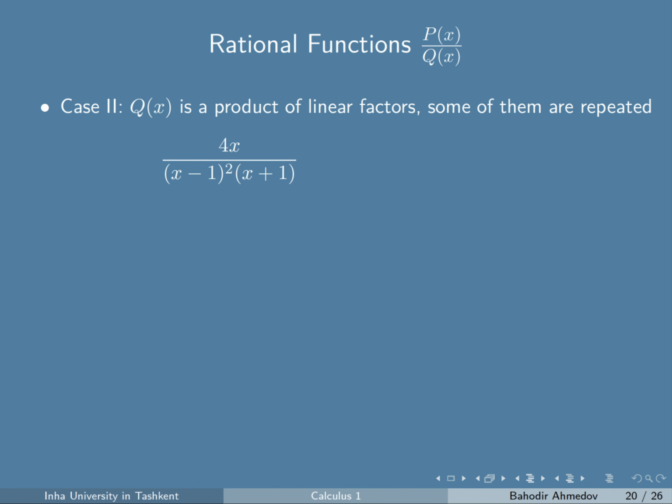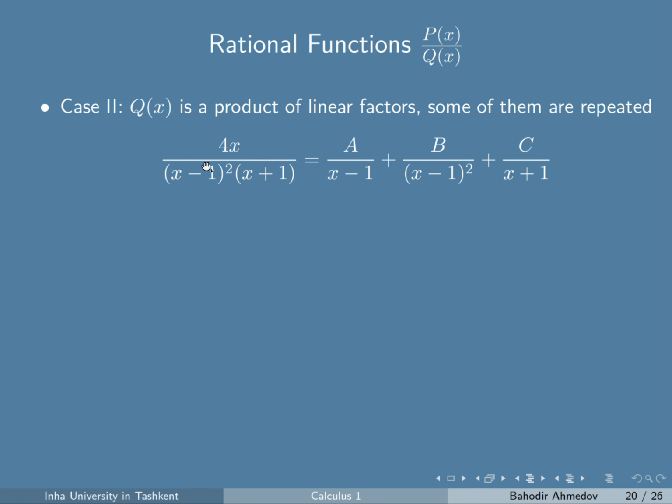So the second case of rational functions is when the denominator of the rational function can be written as a product of linear factors, but some of them are repeated. In this case, the algorithm for finding the partial fractions of the rational function is slightly different. So we need to write, for example, a divided by x minus 1 plus b divided by x minus 1 squared plus c divided by x plus 1.